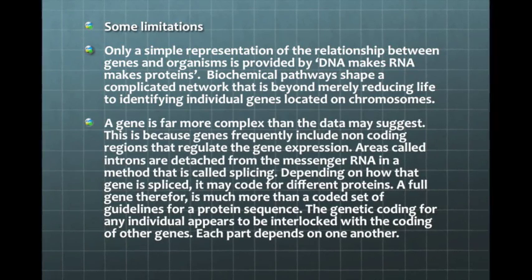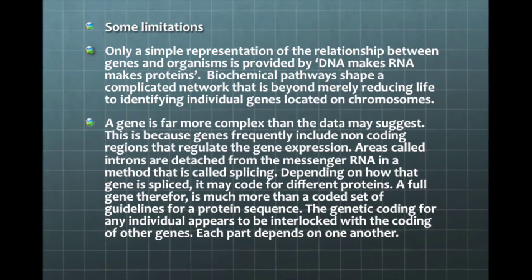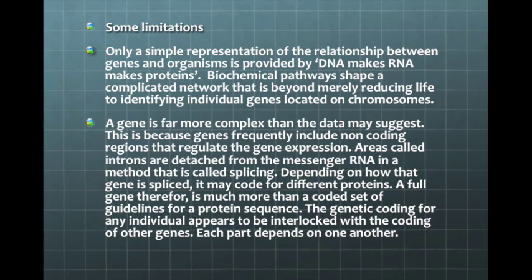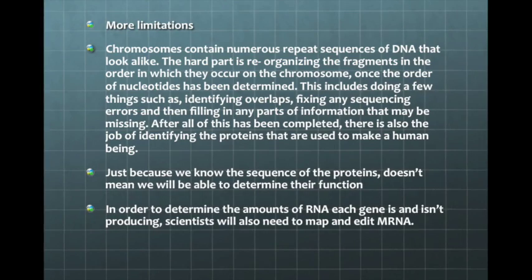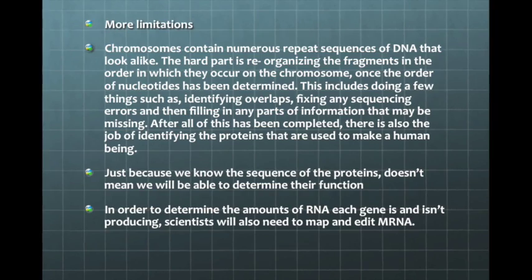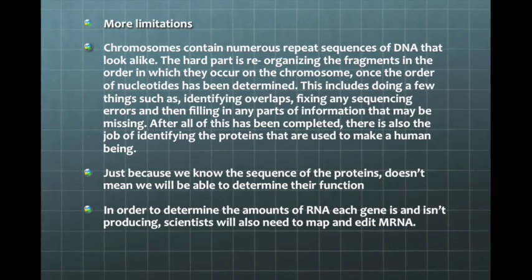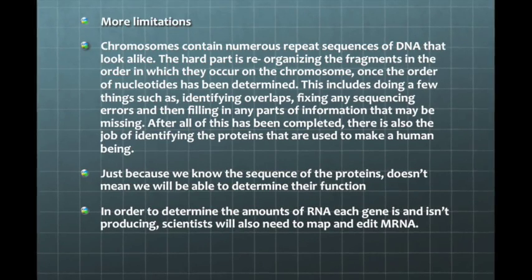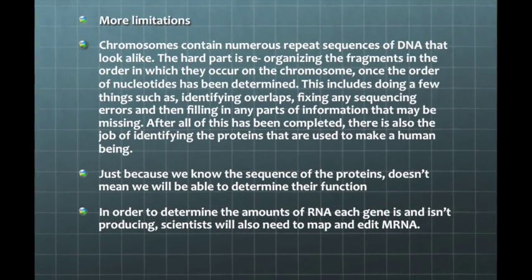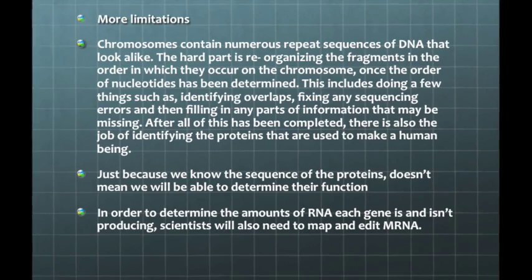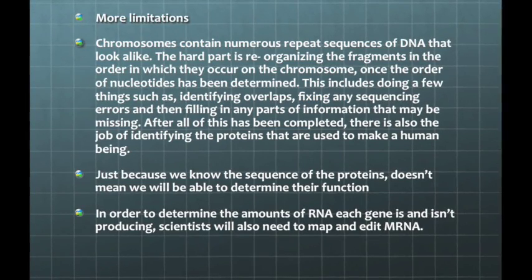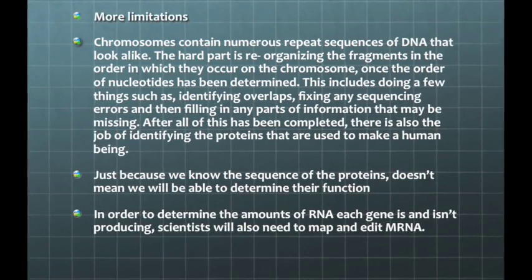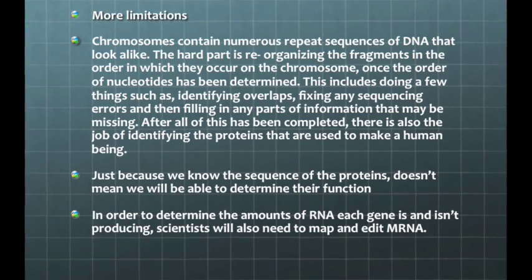A full gene, therefore, is much more than a coded set of guidelines for a protein sequence. The genetic coding for any individual appears to be interlocked with the coding of other genes. Each part depends on one another. More limitations are that chromosomes contain numerous repeat sequences of DNA that look alike. The hard part is reorganizing the fragments in the order in which they occur on the chromosome, once the order of nucleotides has been determined. This includes identifying overlaps, fixing any sequencing errors, and then filling in any parts of information that may be missing.